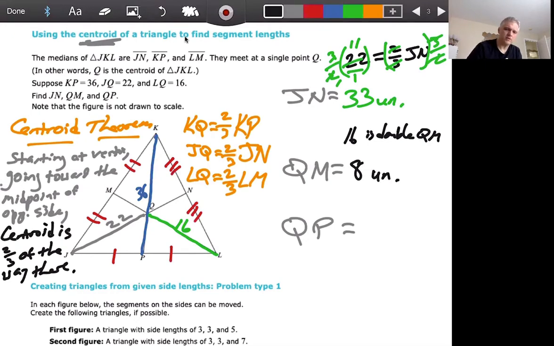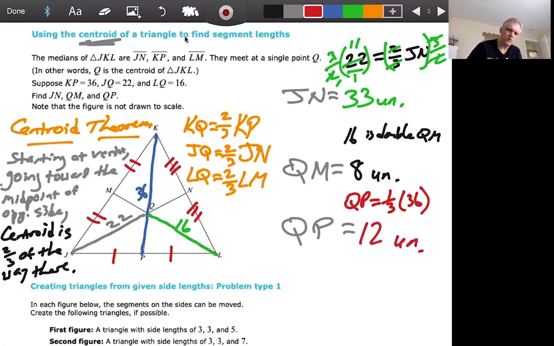Great. Let's look at QP. QP is this guy right here. We are told that KP is 36, right? So we should know that QP is what's left over after we hit the centroid. So QP is 1/3 of the entire median, 36. 1/3 times 36 is 12 units.